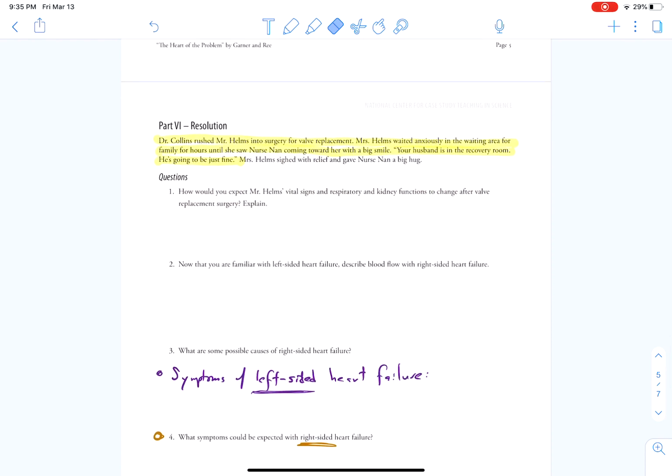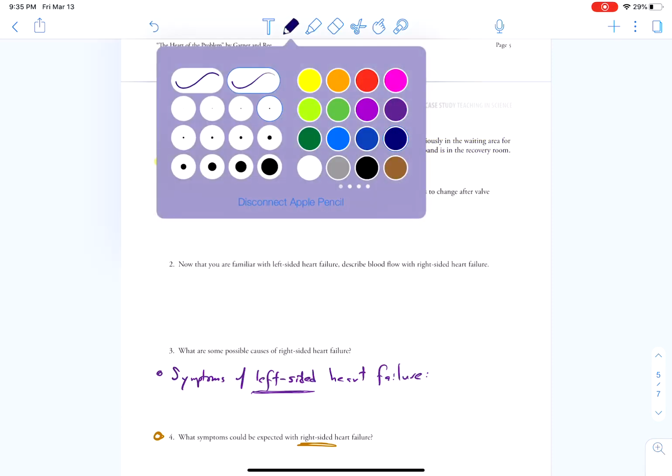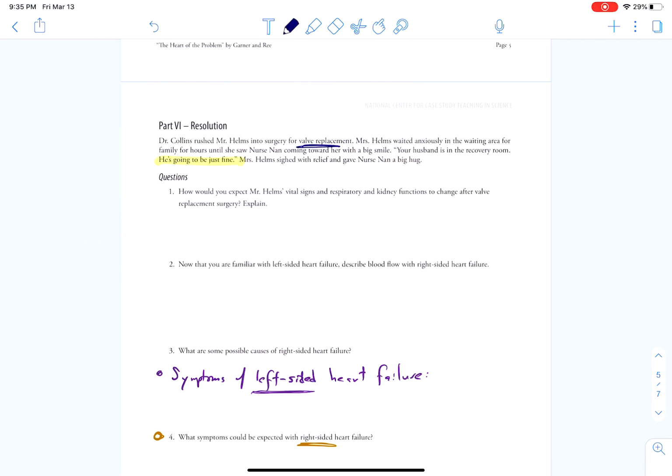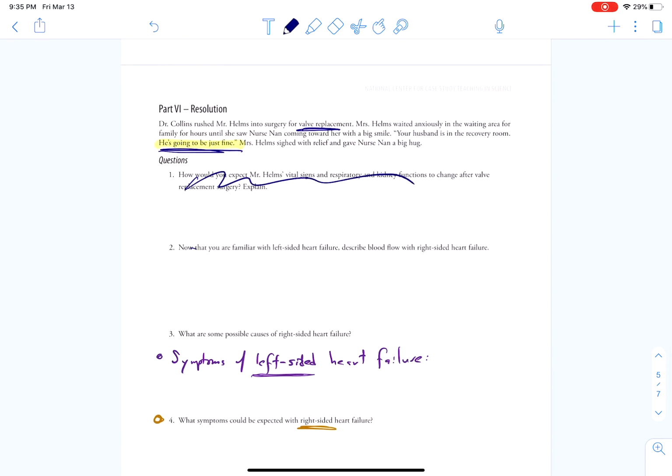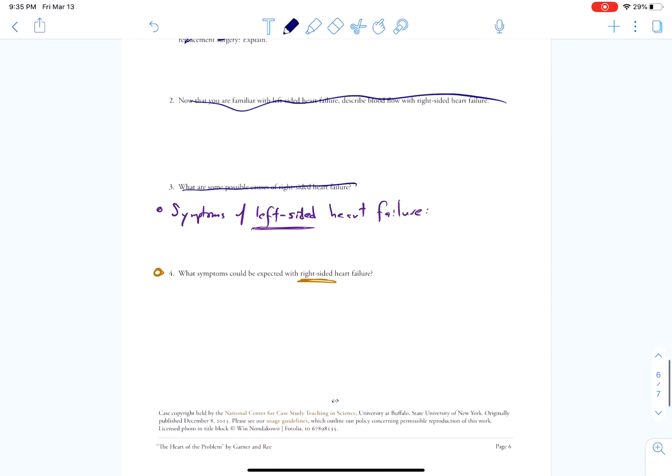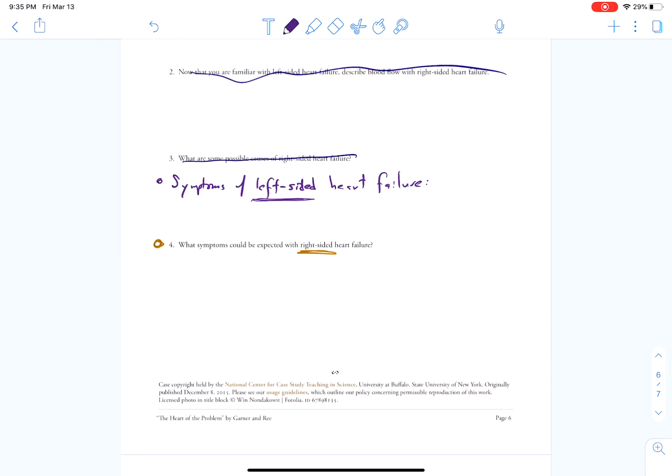Okay, part 6, resolution. Basically, he goes in for valve replacement. And what do they say? He's going to be just fine. So a good outcome. And basically, what happens? Well, with a normal valve, stuff is just able to go back to normal. So I don't necessarily want to spend time going through those, but I do want to take this moment now and list some of the symptoms that Mr. Helms had with left-sided heart failure, and then we can compare that to right-sided heart failure.